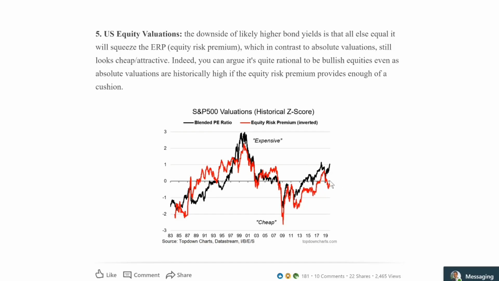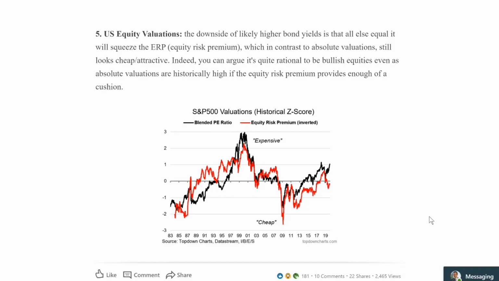Ideally, to become high conviction bearish on US equities, you'd want both of those indicators to be telling you that the market is expensive. For now, I'd actually say that if you focus on that red line, the black line, the absolute valuations hitting that one standard deviation expensive is not a barrier, and you probably do see it go higher.